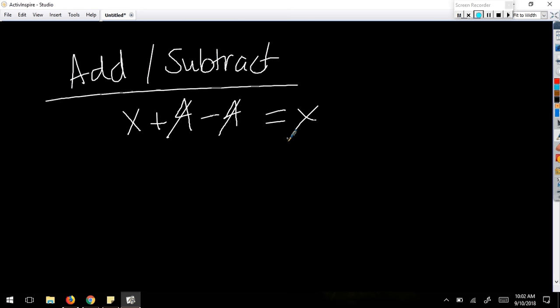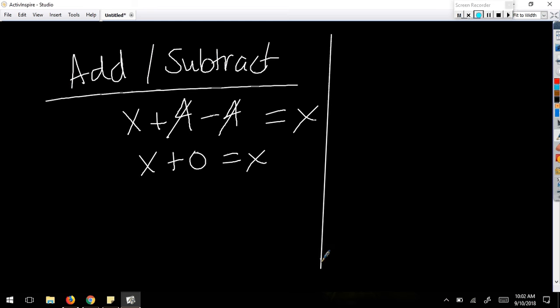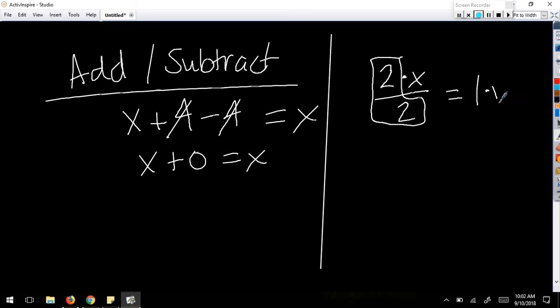Get the variable by itself. Get rid of the numbers, right. The reason this works is 4 plus negative 4 is 0, and anything plus 0 is itself. Okay. With the multiplication and division, the reason that it works, if I have 2 times x and I divide it by 2, well, what is 2 divided by 2? It's 1. So it's 1 times x, which is just x, okay? So that's why it works, okay? It gives us the identity of that operation.